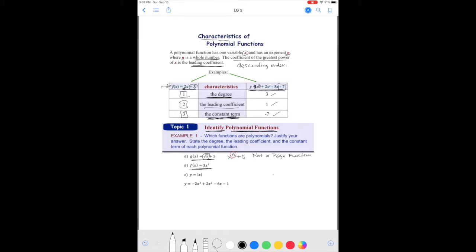Number 2 here, we look at this, and that's a whole number, so we say it's yes. And this one, we say no, not polynomial, because it's an absolute value function. And the last one down here, we have a 3, that's a positive whole number, so this is a yes.